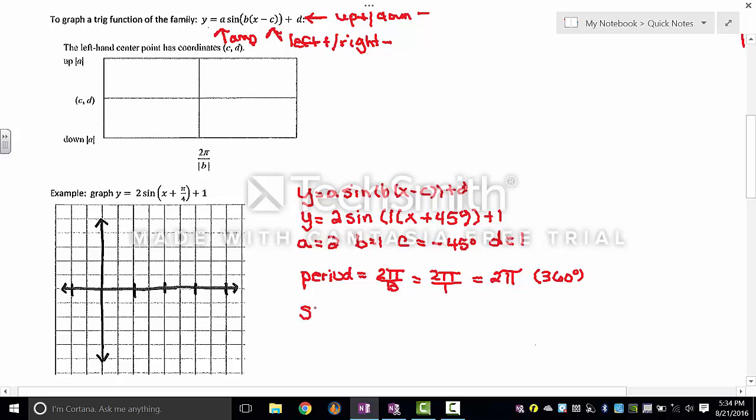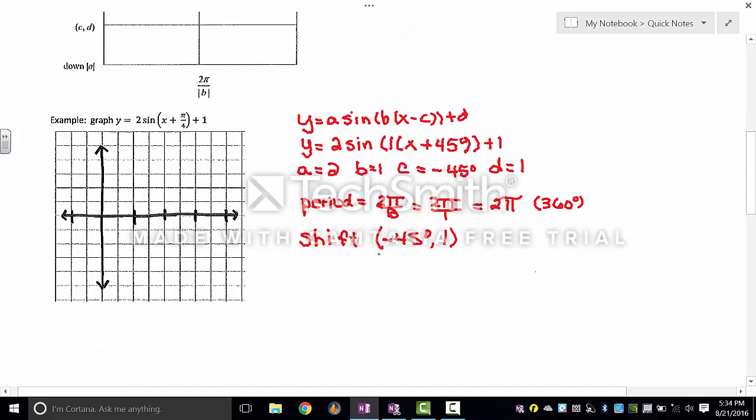Next, you want to find your shift coordinate. As mentioned earlier, your shift coordinate is your C value and your D value. So the shift coordinate is negative 45 degrees and 1. That simply means our graph will shift left 45 degrees and up 1.